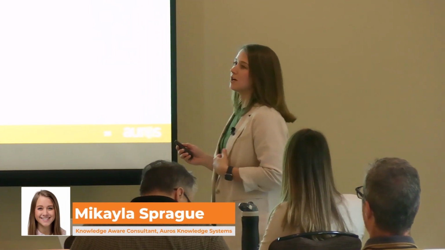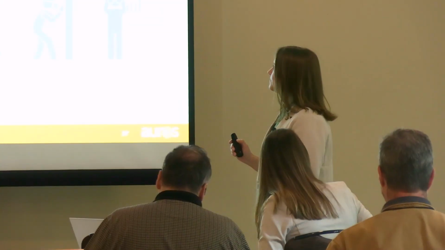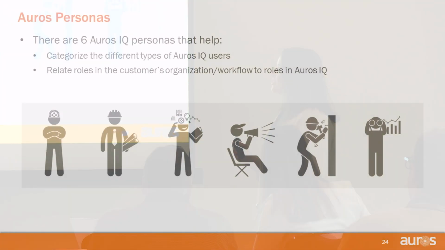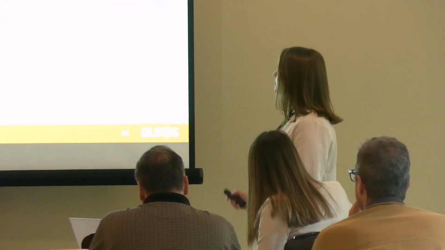So our learning points are the Auros IQ personas, the seed project process, and the assessment first methodology. There are 6 Auros IQ personas that help categorize the different types of Auros IQ users and relate roles in the customer's organization or workflow to roles in Auros IQ.